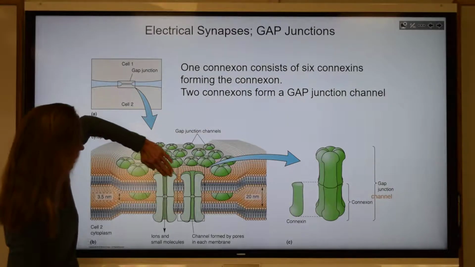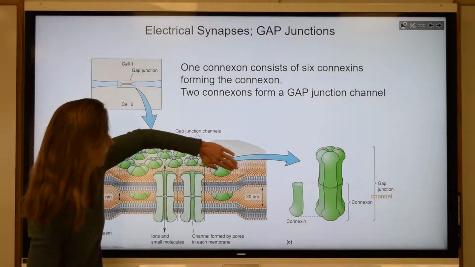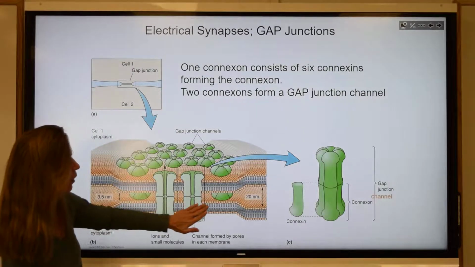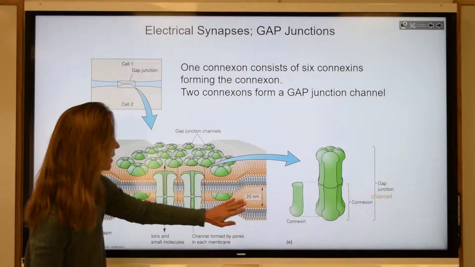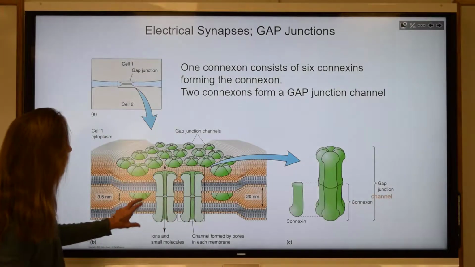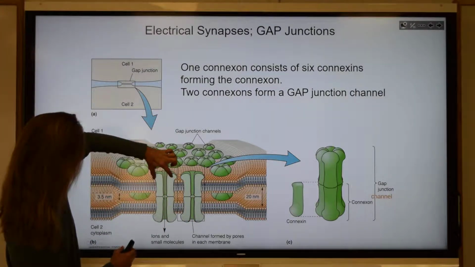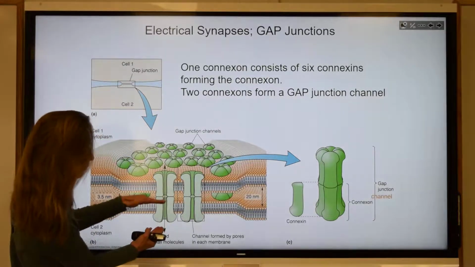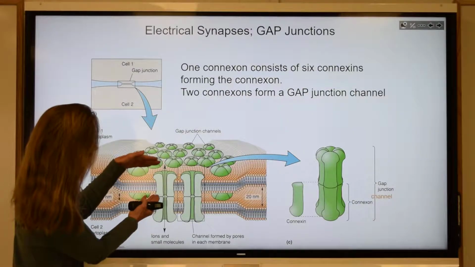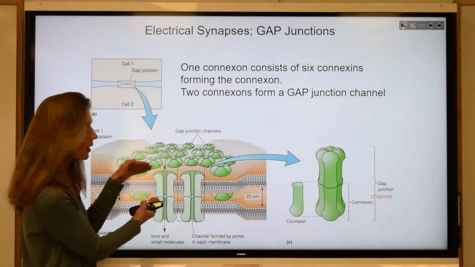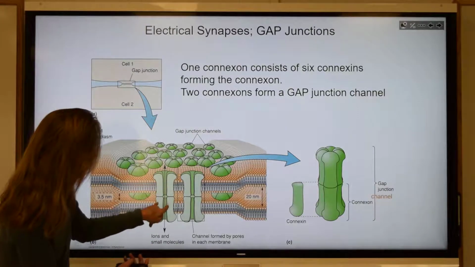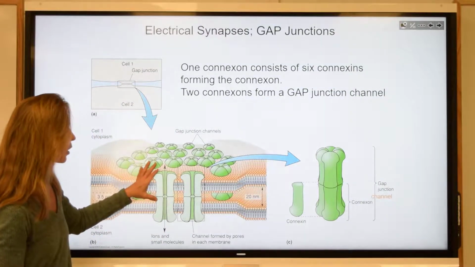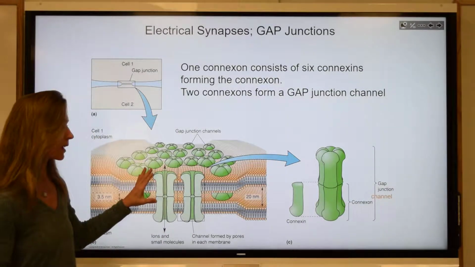So this one here is the end of one neuron, higher magnified. This one here is the beginning of the other neuron, higher magnified. So these are the membranes of the neurons. And what you can see here is that there are ion channels incorporated into the membrane of the postsynaptic neuron and into the membrane of the presynaptic neuron. And you can see that those ion channels directly allow ions to flow through. And these are the so-called gap junctions or electrical synapses.